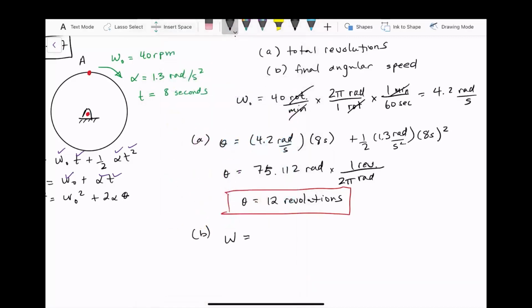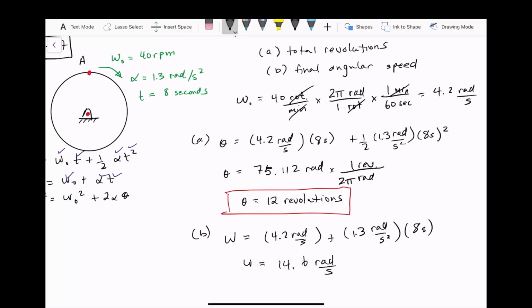We have omega is equal to 4.2 rads per second plus 1.3 rads per second squared, and we're going to multiply that just by time, multiplying by 8 seconds. So omega is equal to 14.6 rads per second.